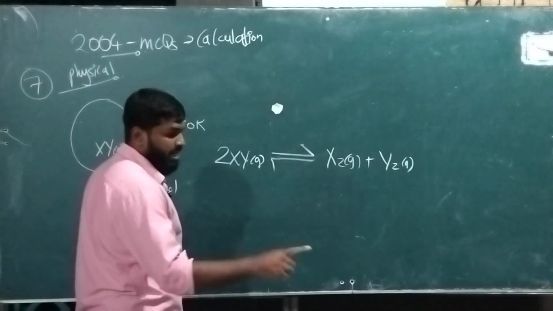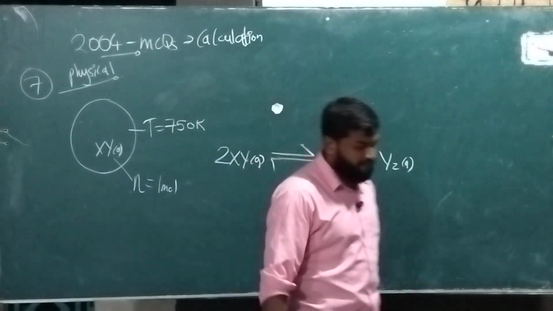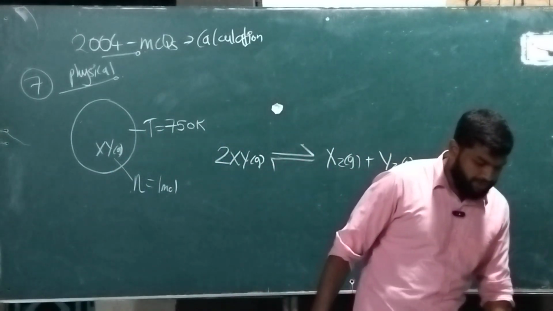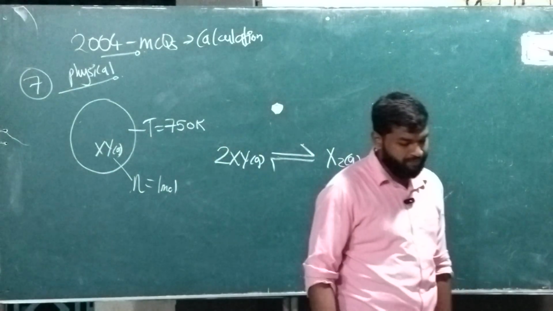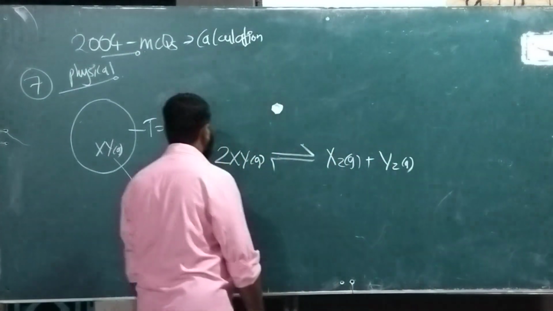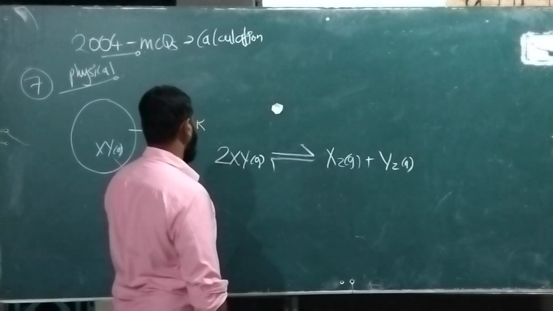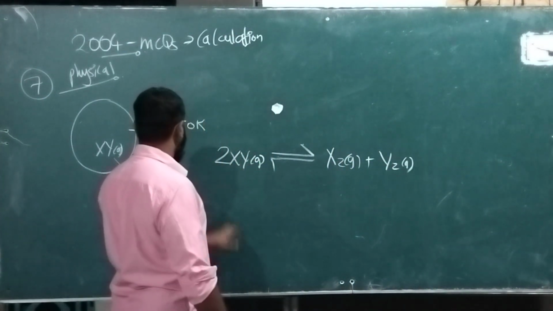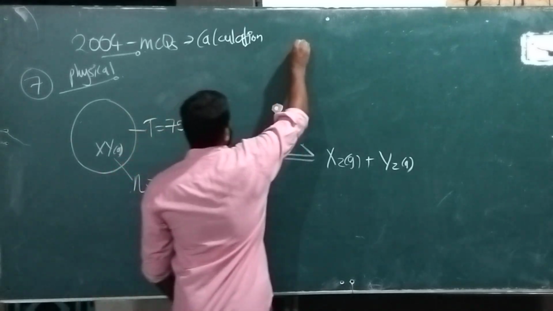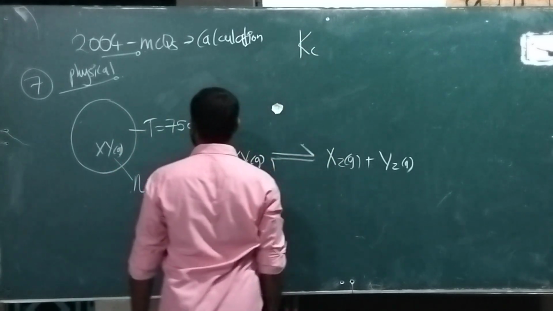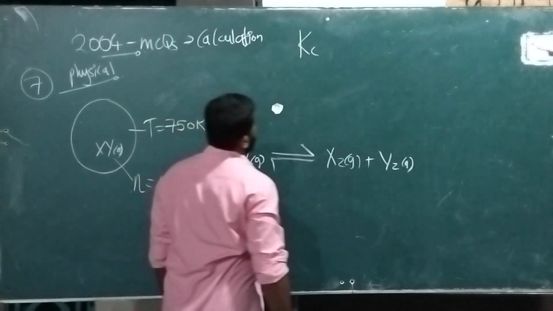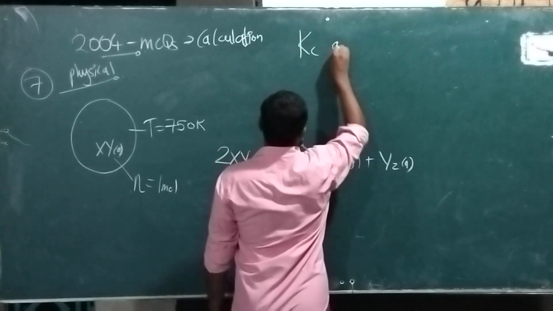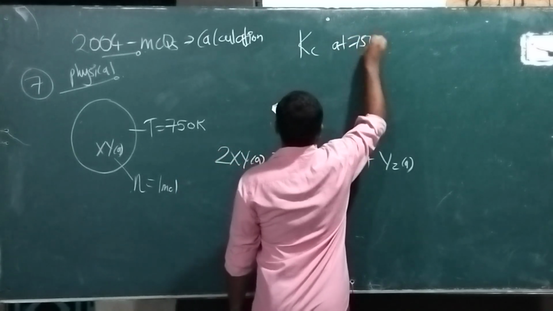Now they are asking us the final question: what is the Kc for the equilibrium at 750 K? They are asking Kc, the equilibrium constant in terms of concentration, at 750 K. So this is the question.